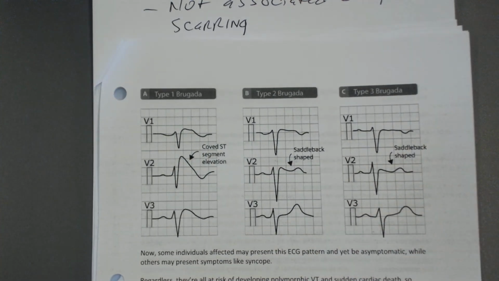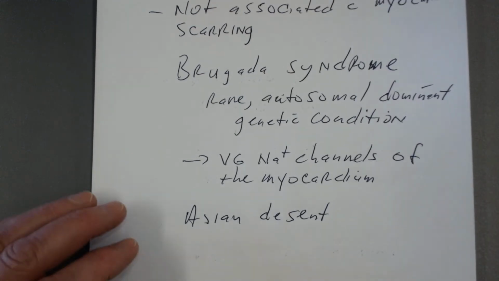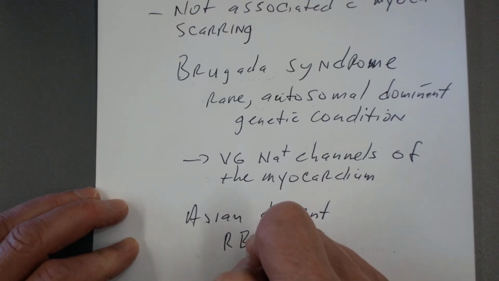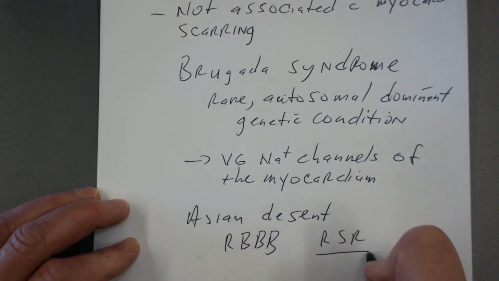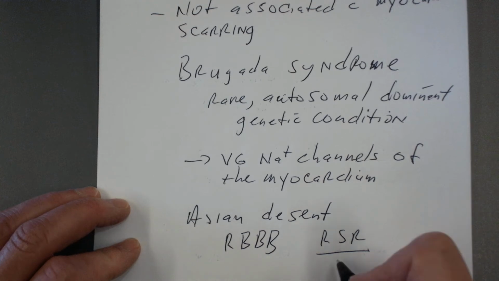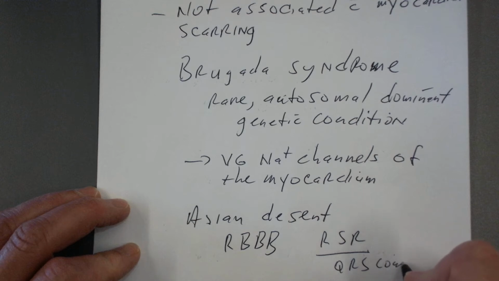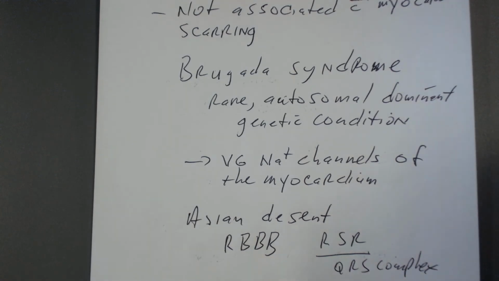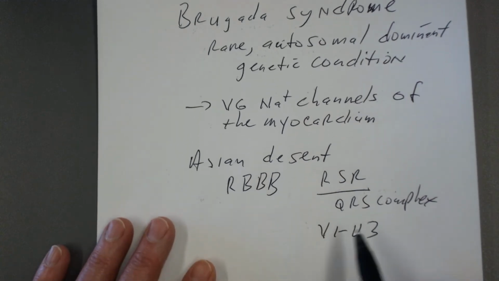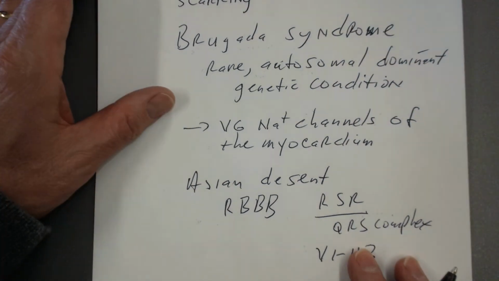In fact, an EKG from Brugada syndrome might look a little bit like a right bundle branch block. And you might see an RSR situation in the QRS complex in leads V1 through V3. That's something you might see as well. That's Brugada syndrome. Not terribly common.